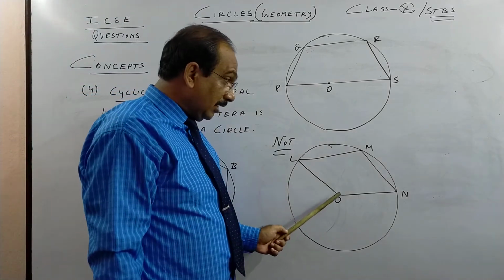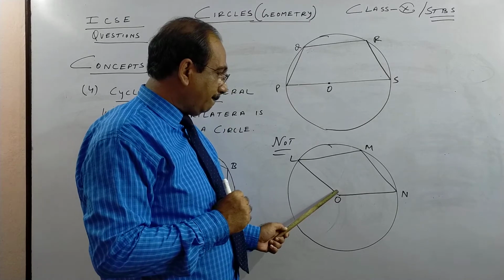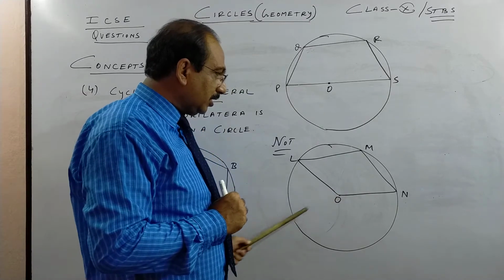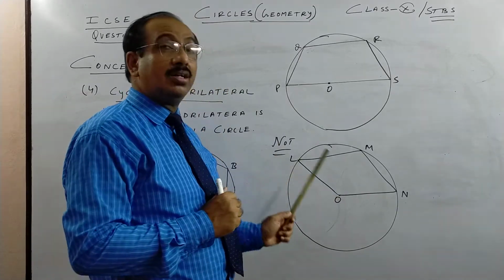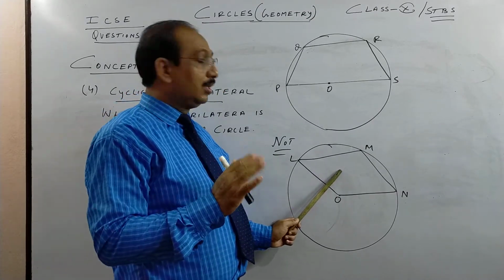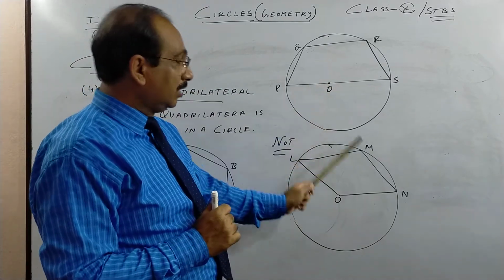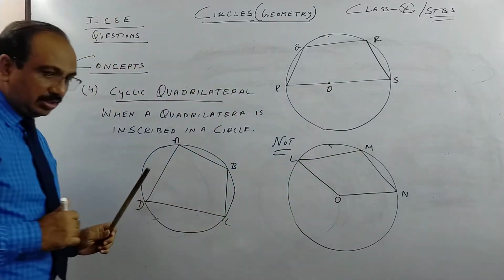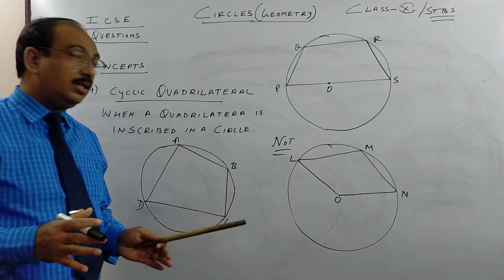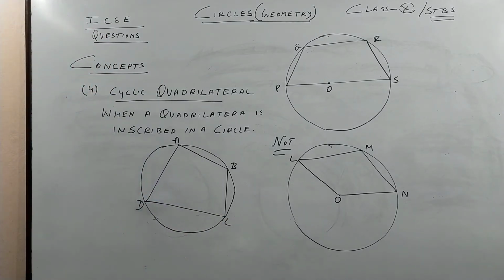And if you see here, this vertex is not on the circumference. So this is not a cyclic quadrilateral. It is a quadrilateral, but it is not a cyclic quadrilateral because all four vertices are not on the circumference of the circle. So with this basic idea, children, we start 4-5 basic theorems and we see what they are.